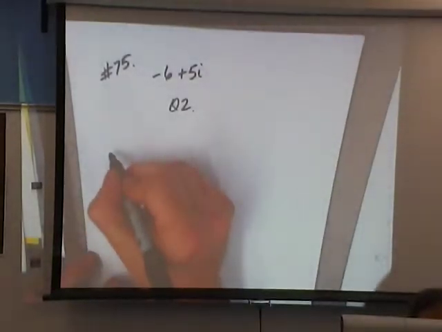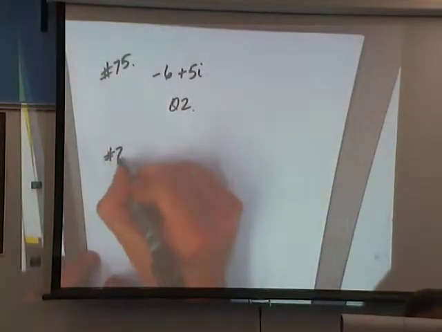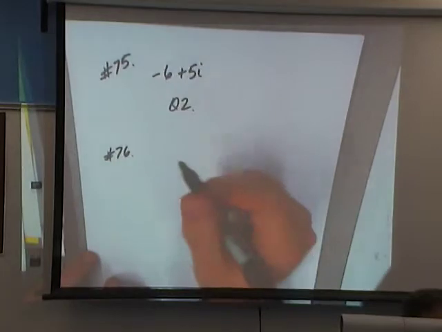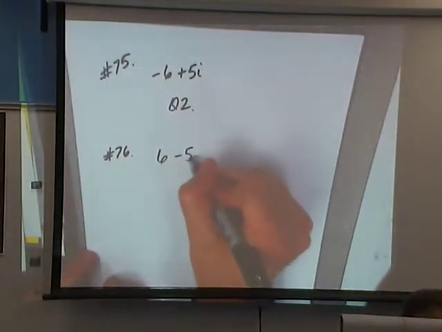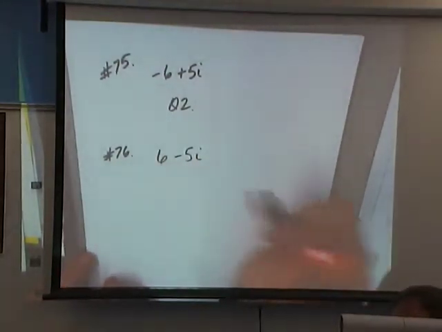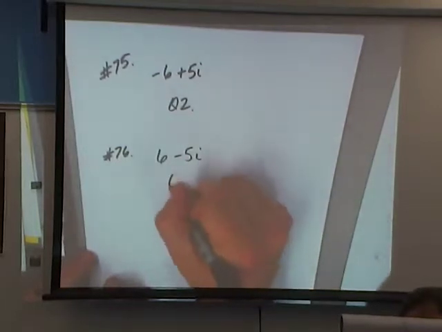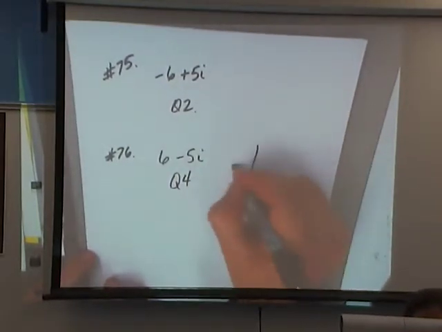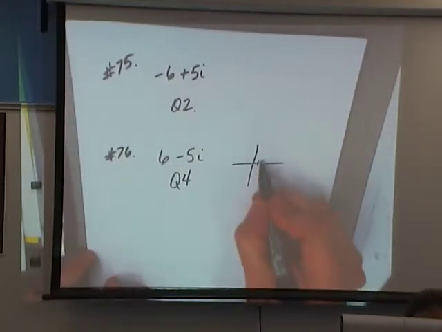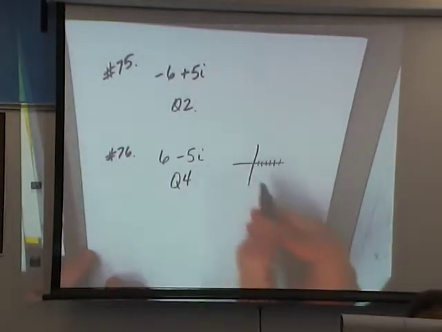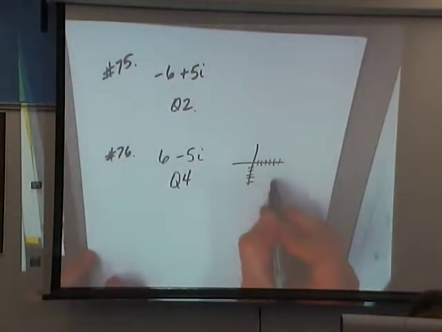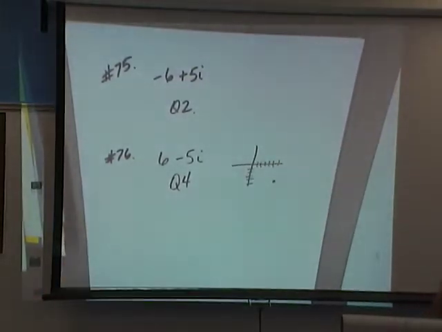All right, 76. 6 minus 5i. Which quadrant? 4. It'd be 4, right? Well, not bad. We're going to go 6 in the positive direction, and then negative 5 in the imaginary. Right there. Quadrant 4.